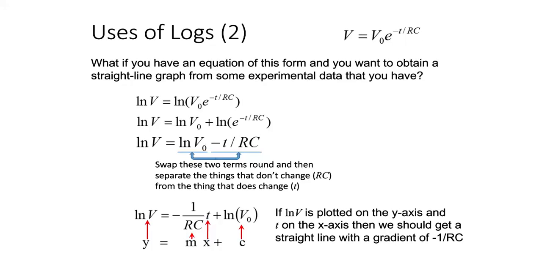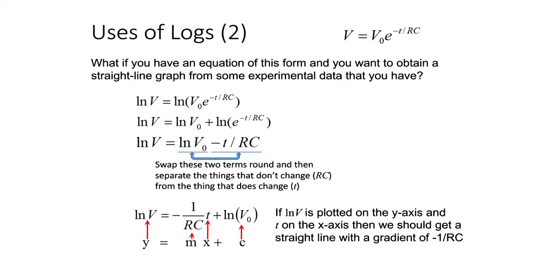If you look at this one here, if I just swap those two terms on the right hand side round, and then I separate out the things that don't change, that is RC, from the thing that does change, t, then I'm going to write that equation down like this: the log of V is equal to minus 1 over RC times t plus the log of V0.